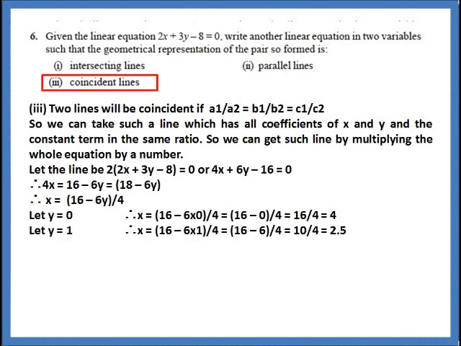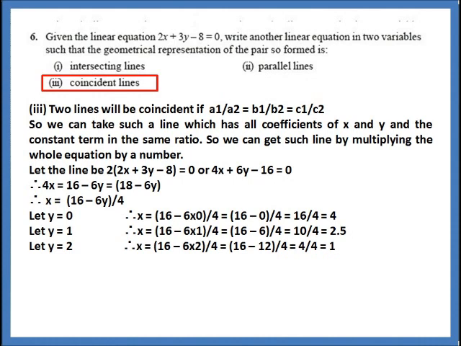Let y is equal to 1. Therefore, x is equal to 16 minus 6 into 1 divided by 4. So this is equal to 16 minus 6 divided by 4, which is 10 upon 4 is equal to 2.5. Let y is equal to 2. Therefore, x is equal to 16 minus 6 into 2 divided by 4. So this is equal to 16 minus 12 divided by 4, which is 4 upon 4 is equal to 1.